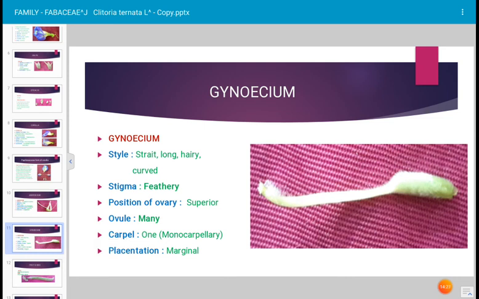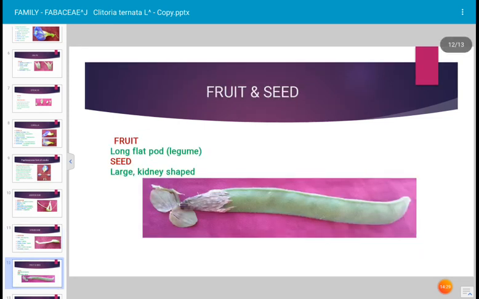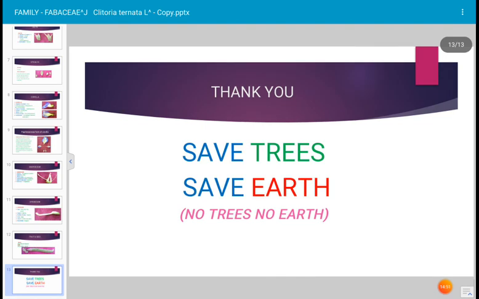Next, this is the fruit of Clitoria ternata, family Fabaceae. Fruit is a long pod. It is a leguminous type of fruit, and after maturity the seeds are produced in the fruit, which are large kidney-shaped seeds.